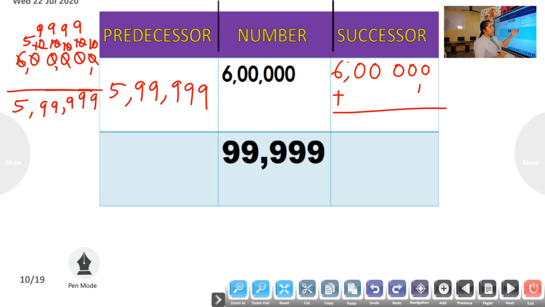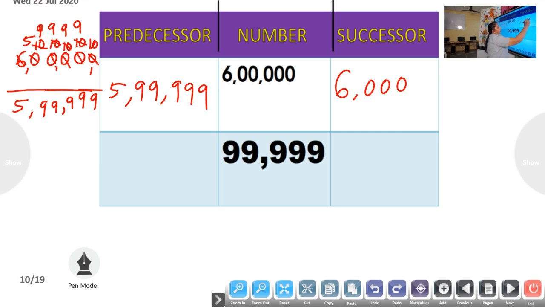So what do you mean by successor? You have to add. It's easier. So do it. 0 plus 1, yes, 1. Bring down the 0s. 0, 0, 0, 6. Isn't it? So successor of 6 lakh is 6 lakh 1.